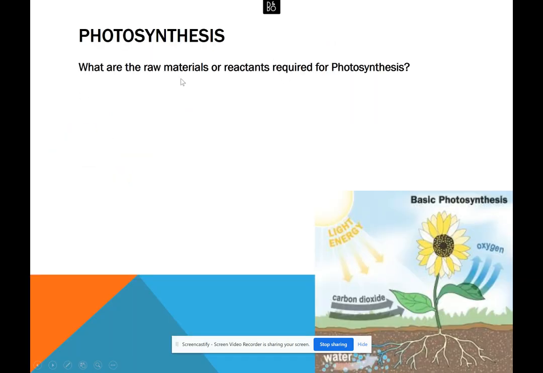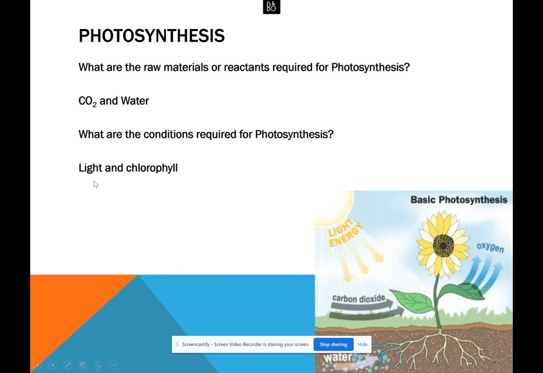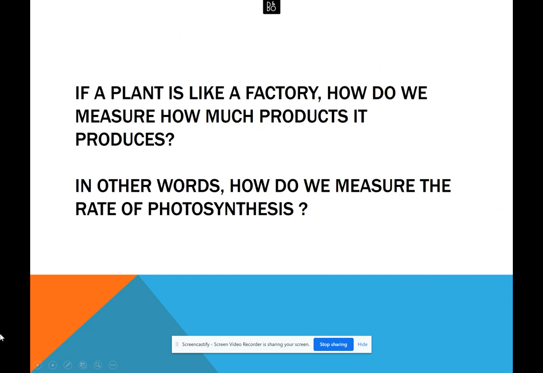Now, what are the raw materials or reactants required for photosynthesis? I think at this junction, all of you are very familiar with the raw materials. They are carbon dioxide and water, and the conditions are that we need a suitable amount of light and chlorophyll, and the end products will be glucose and oxygen. So if it applies like a factory, how do we measure how much product is produced? In other words, how do we measure the rate of photosynthesis?